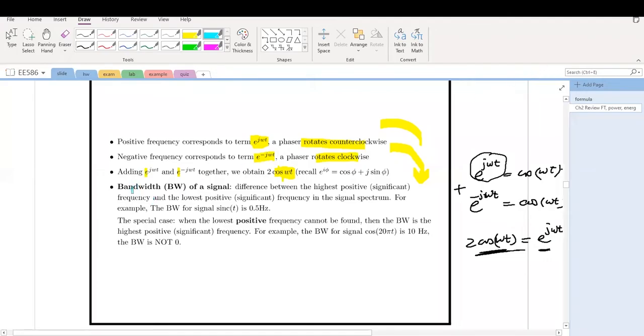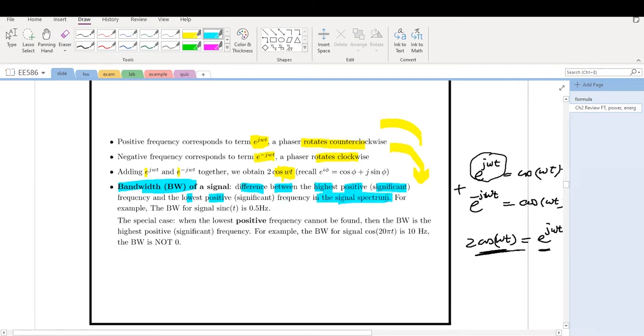In this video, we introduce a very important concept in communication systems: the bandwidth of a signal. It is defined as the difference between the highest positive significant frequency and the lowest positive significant frequency in the signal spectrum.